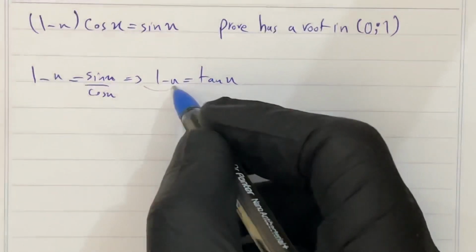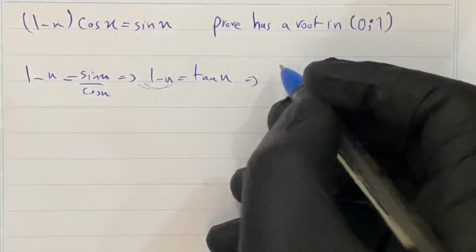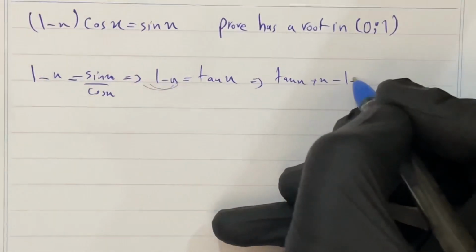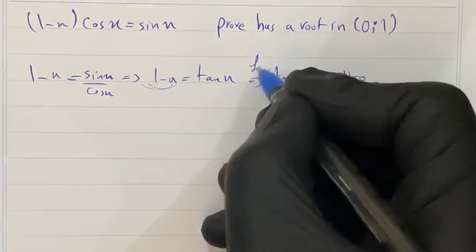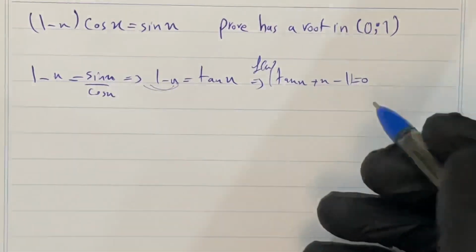So let's take these to the right hand side. So we have tangent of x plus x minus 1 equals 0. This is what we call f of x. This is the function, yeah.